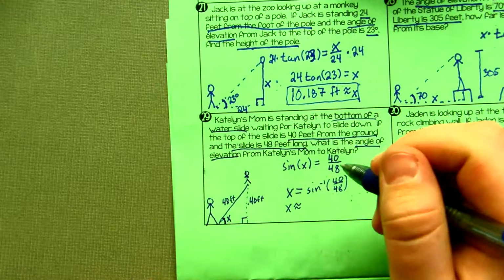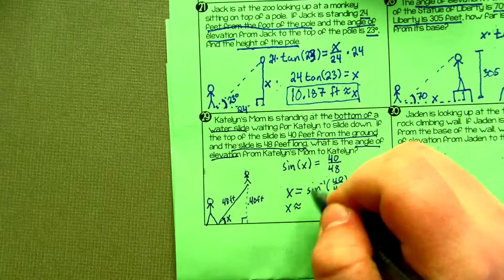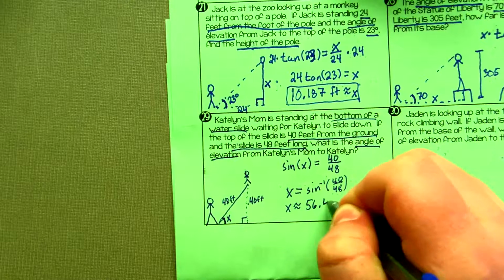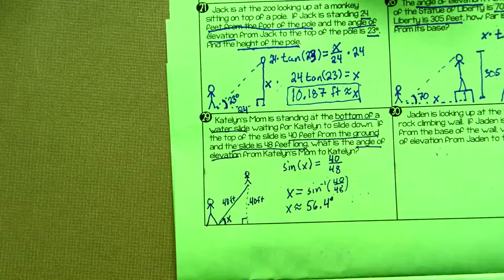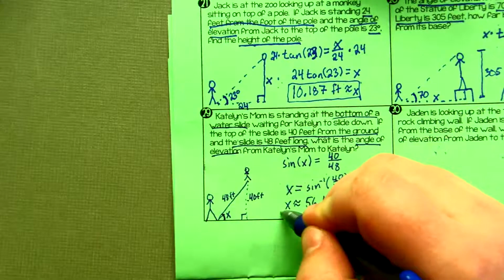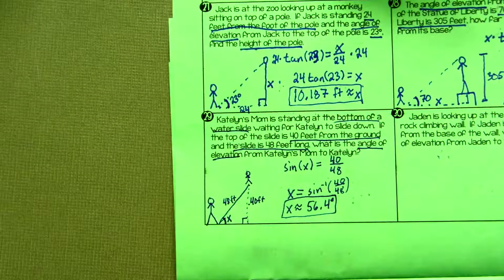Very nice. So x is about equal to 56.4. And I didn't super specify if we were still going to tenths or not. So I would have taken 56 or 56.4. Either would have worked perfectly. The last step is we make sure we put our answer in a sentence. So that would be like, the angle of elevation from Caitlin's mom to Caitlin is 56.4 degrees.